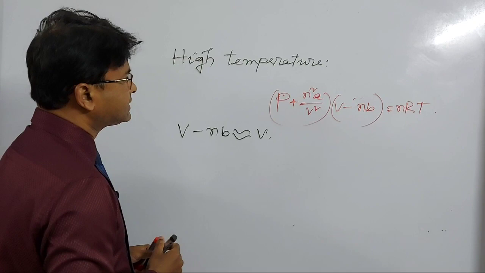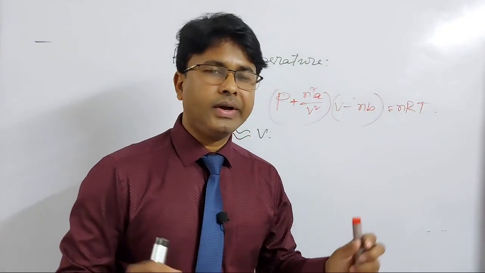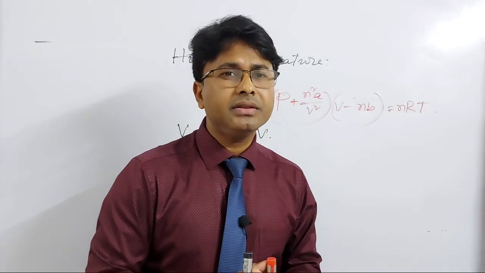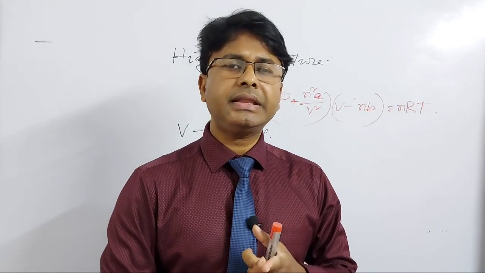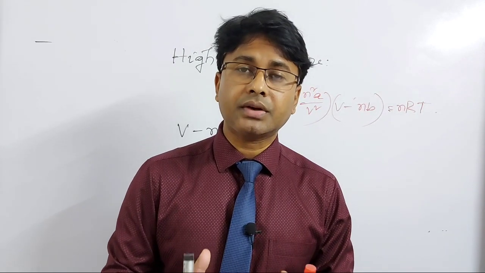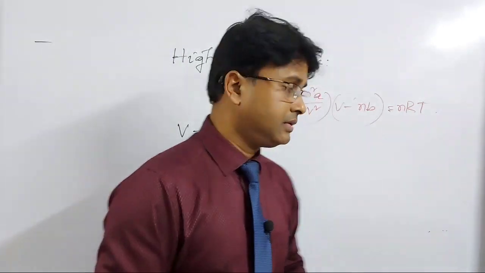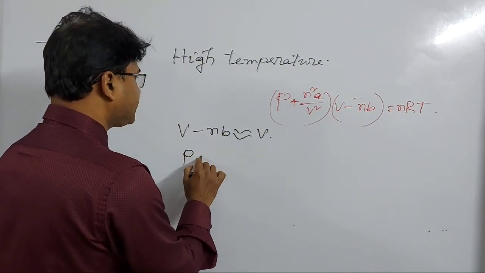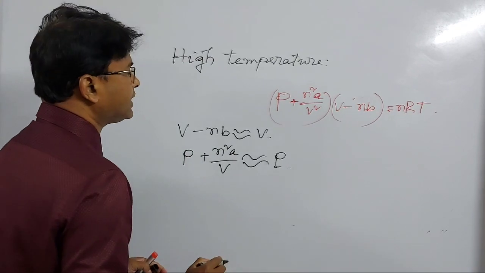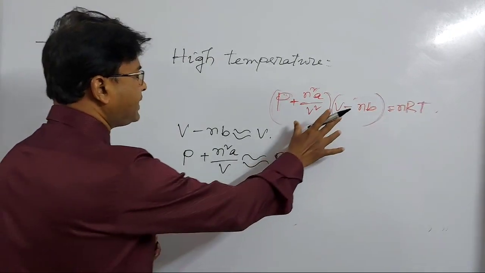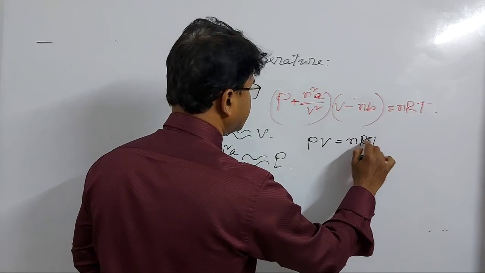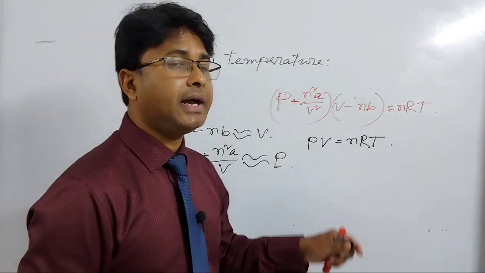And again, at high temperature, when the gaseous molecules exist far from one another, they will not feel any intermolecular force among themselves. In that case, the intermolecular force will be negligible. So P plus n square a by V square is near about P. So, dear students, at high temperature the van der Waals equation converts into PV = nRT. I mean, the real gas behaves like an ideal gas.